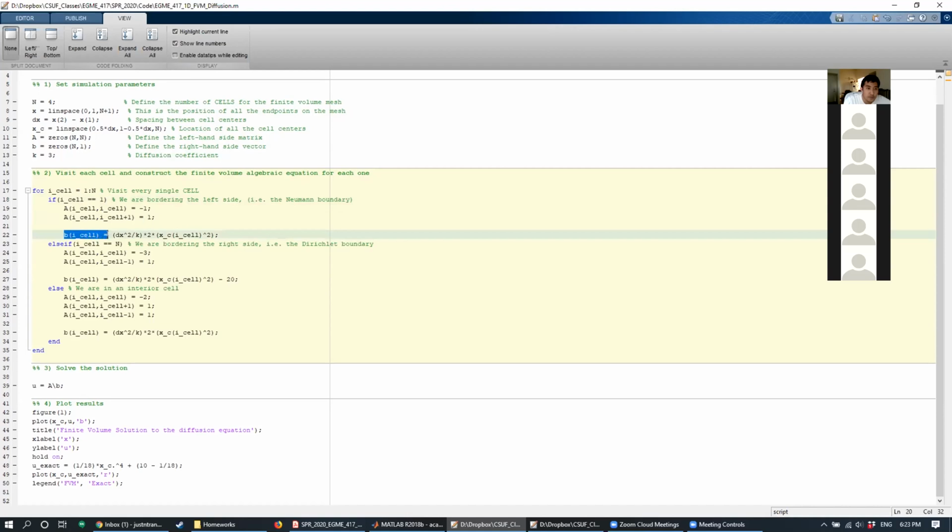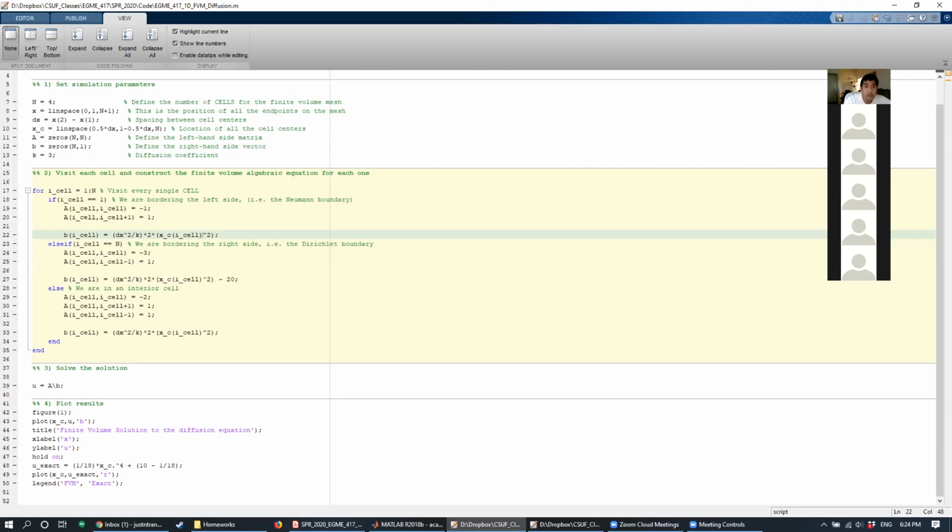Then on the right-hand side, we have just the source term. On the source term, we have dx squared divided by k times 2 times the xc at I cell squared, because remember our source term here was 2 times x squared. Since the Neumann condition was 0, this terminates here. But usually, if the Neumann condition was 7, then you would add that 7 at the end of this line right here.